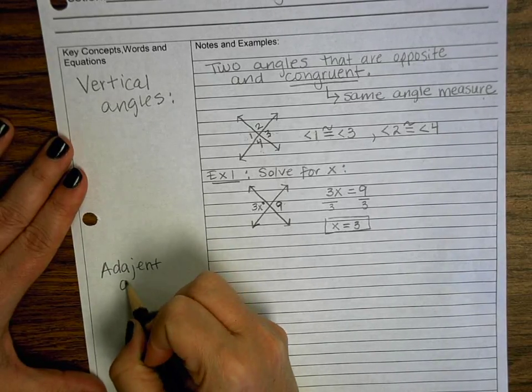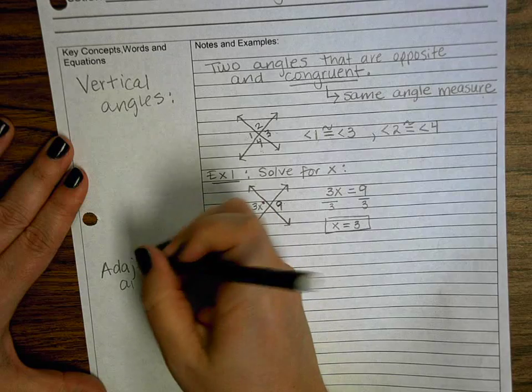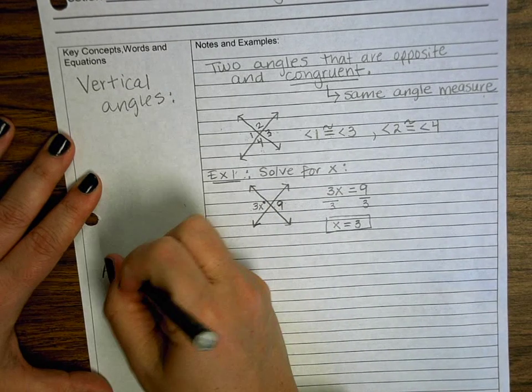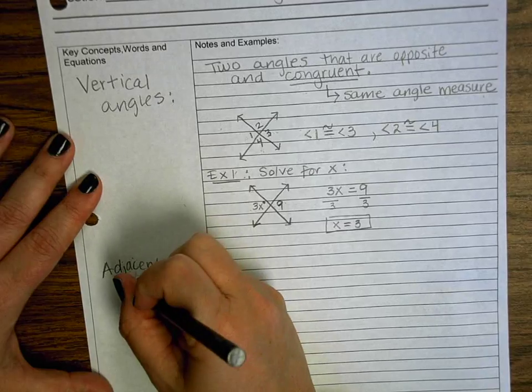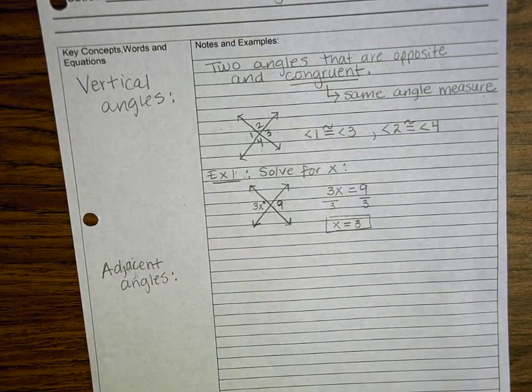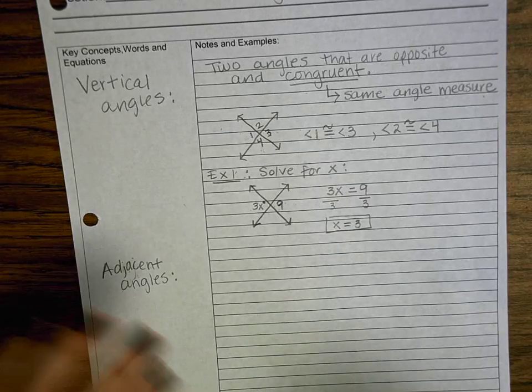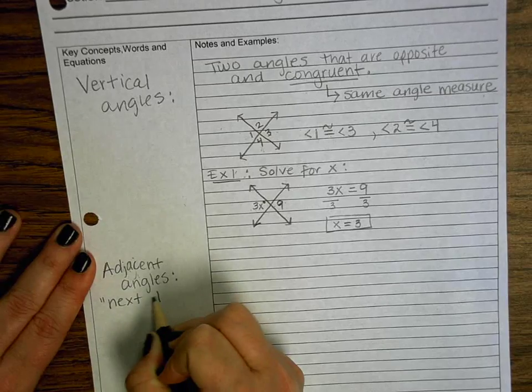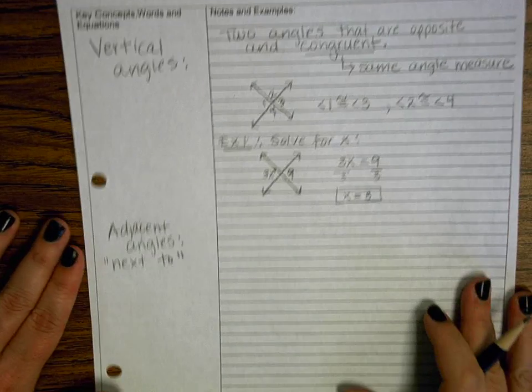Adjacent angles. Oops, I can't even spell today. Look at me, guys. Adjacent. There we go. Adjacent angles. Adjacent means next to. Did you guys know that? So let's just put in quotes, "next to." Adjacent means next to.